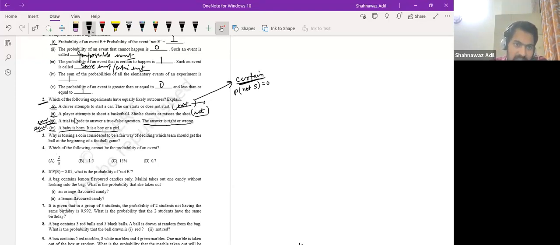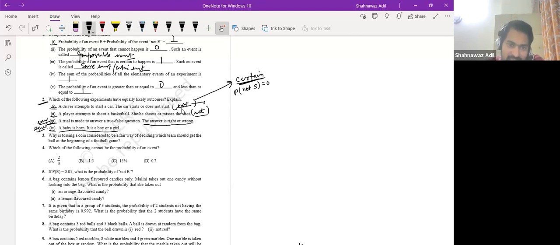Similarly, a player attempts to shoot a basketball. She or he shoots or misses the shot. So that is also not an equally likely event. I don't know why this is not equally likely, right? Okay, understood everyone? Yes, sir. Okay, sir, if it comes in exams, what should we write?